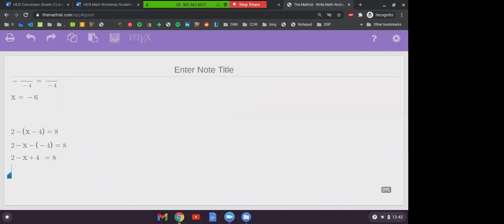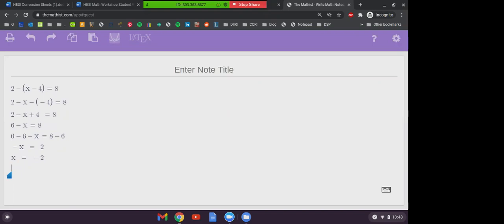I'm going to combine the 2 and the 4 together. So it's going to be 6 minus x equals 8. I'm going to subtract 6 from both sides. So 6 minus 6 is 0. So we're going to get negative x, and 8 minus 6 is 2. Now, I'm not solving for negative x. I'm solving for positive x, right? So I have to move that negative sign to the other side. Okay, so I can do that by multiplying by negative 1 or dividing by negative 1, however you want to think about it. And that'll give me x equals negative 2.